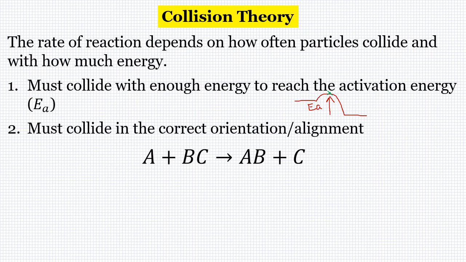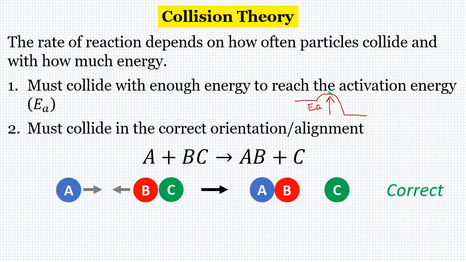The other thing that you have to look at is the orientation or alignment. So here's a chemical reaction. We have A plus B and C, and then you're going to end up with A and B and then C. So basically, A and C are trading places. This is a single replacement reaction. If you look here, A and B are lined up. They collide and they form the compound AB, and then C is knocked off.